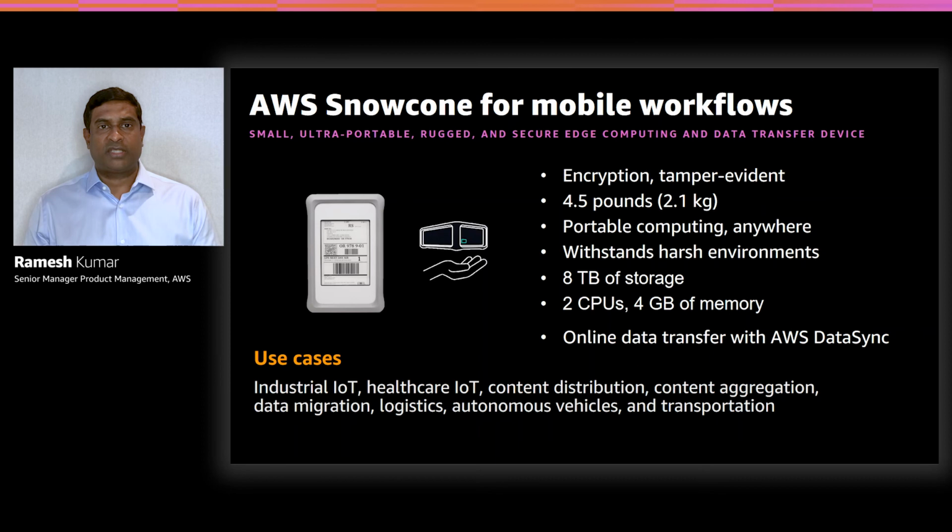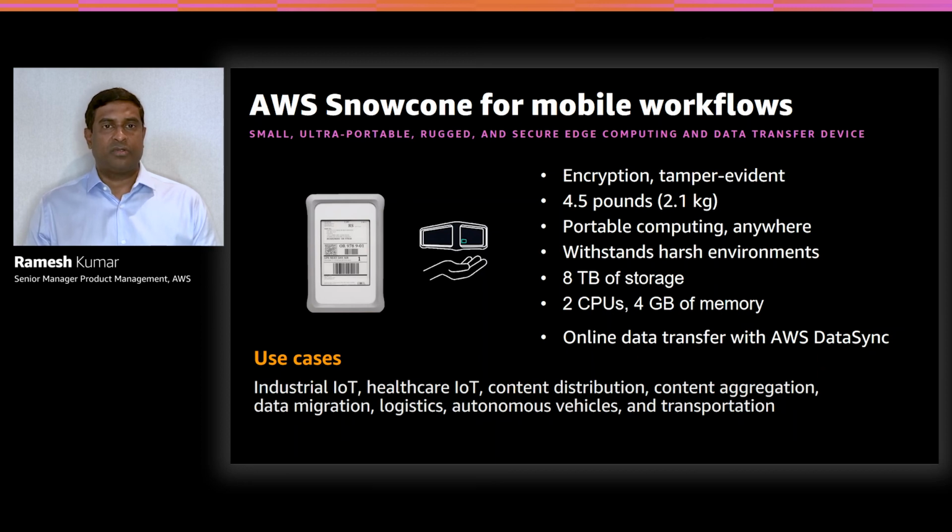For ongoing use cases where a new set of data is being generated in the field on an ongoing basis, think about data generated by machines on a factory floor or sensors in the field or a new set of images or videos captured by a drone, you can keep and use Snowcone for the long term. Once you've copied data onto Snowcone, simply connect Snowcone to the network, either at your home or your office or even a hotel room, and transfer the data online to AWS using AWS DataSync.